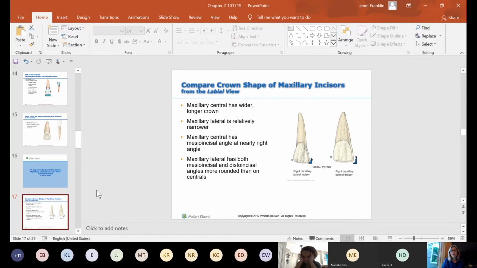And then your maxillary lateral has both mesial incisal and distal incisal angles that are more rounded than the central. If you look at those two corners, you can see that the mesial of the central is more pointed than the mesial of the lateral, and same thing in the distal. The distal of the central is a little round, but the distal of the lateral is more rounded. Can everybody see that in the picture, I hope?